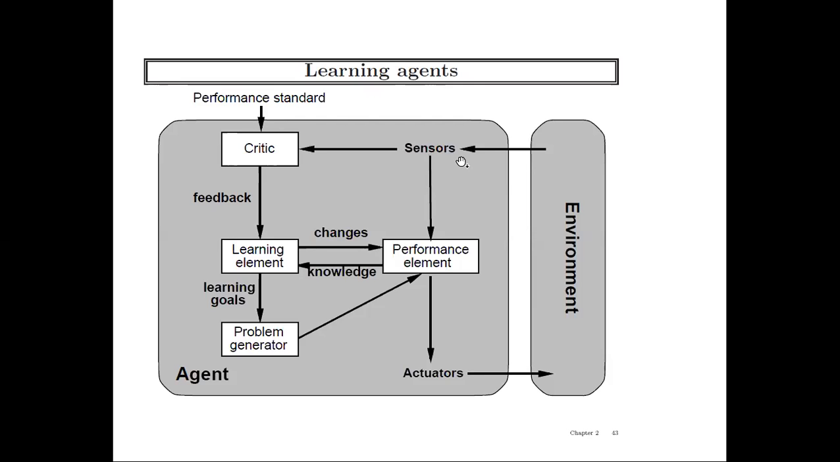What is critic? Critic is considered to be a component which is experienced and which knows exactly what is happening in that particular domain. So what will the critic do? The critic will analyze it. How will it analyze it? It will analyze it based on the performance standard. For the given performance standard, the critic will analyze and give the feedback.